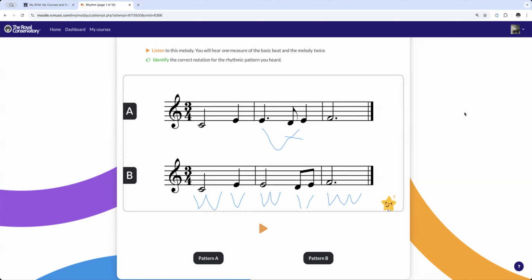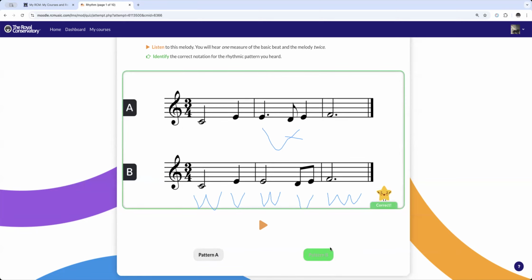Okay, I can see some wrong answers in here. So the correct answer is B. It's very even clapping in there. 1, 2, 3, 1, 2, 3, 1, 2, 3. That's it. It's not like 1, 2, 3, 1 and 2, 3, 1, 2, 3. See, there's no dotted notes in there. It's not like something you hold there for a little bit. So the correct answer is B.